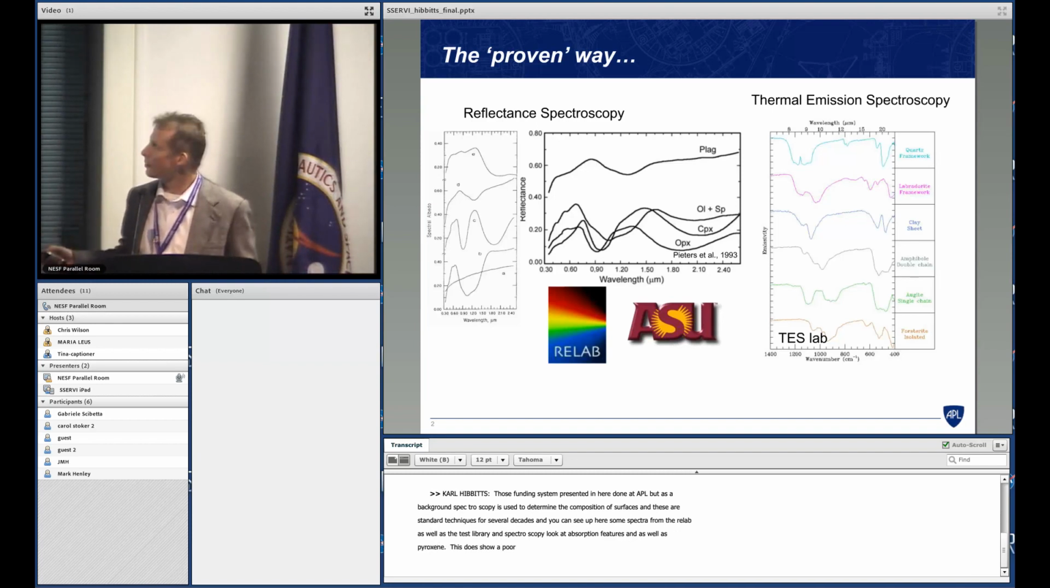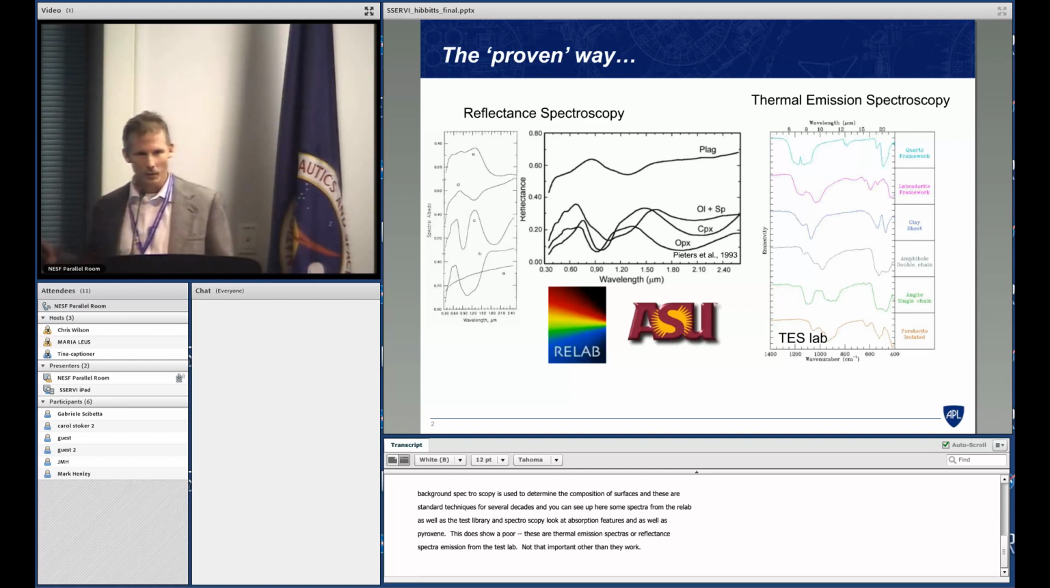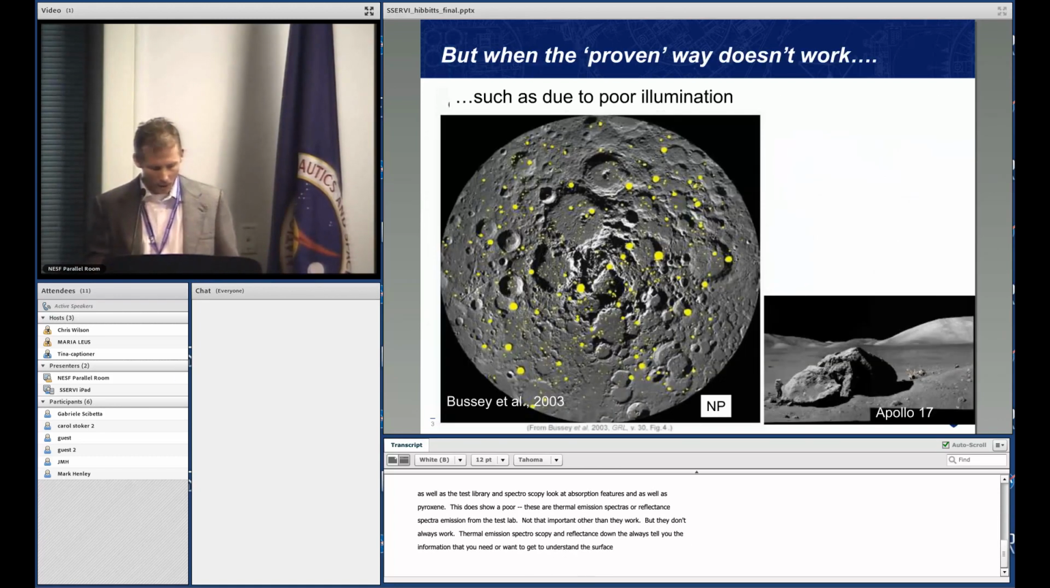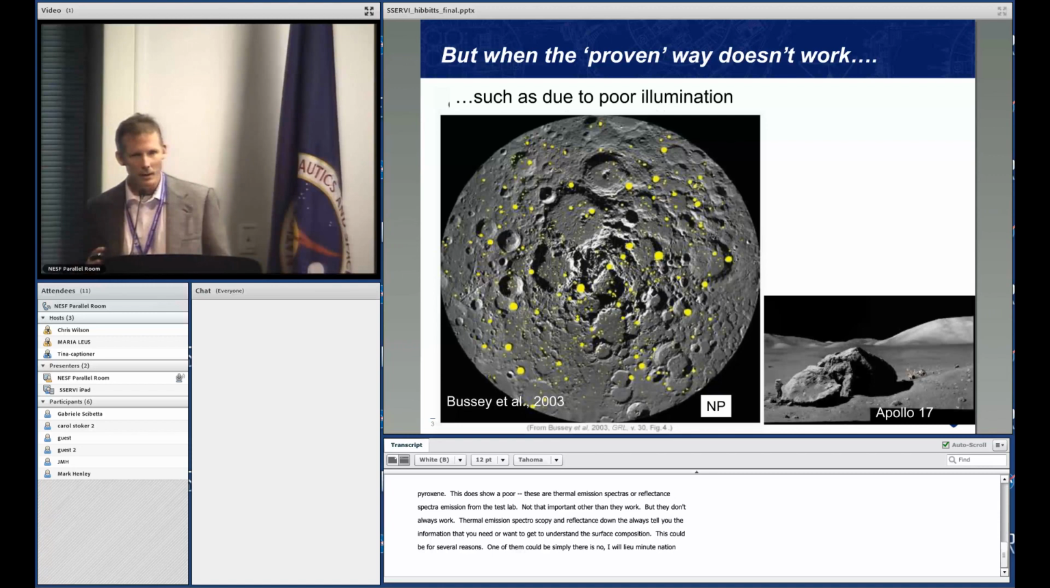These are thermal emission spectra, emission spectra actually, from the TES lab. Not that important other than they work, okay? But they don't always work. Thermal emission spectroscopy and reflectance spectroscopy, at the usual wavelengths, don't always tell you the information that you need or want to understand the surface composition. This could be for several reasons. One of them could be simply there's no illumination, which is what we've been talking about quite a bit here at this survey and NLSI presentations.